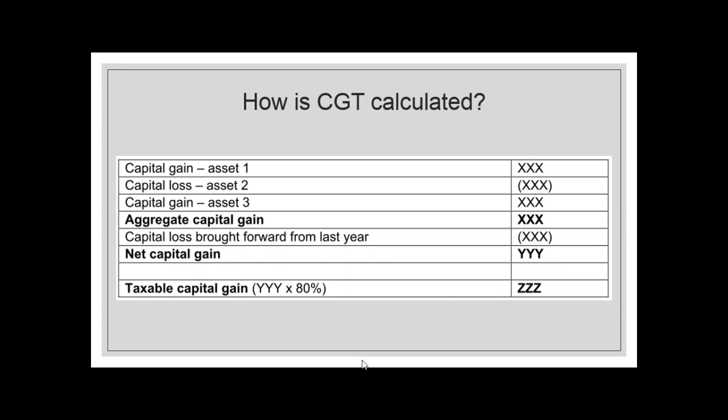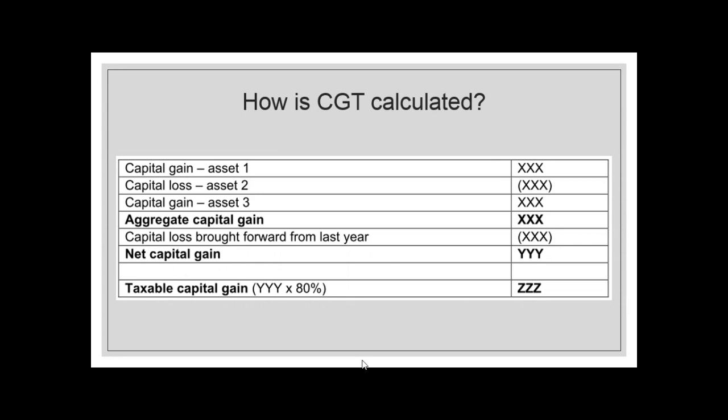Now, like I said, you work it out for each and every asset, and then you add all of those values together to get an aggregated capital gain. So that's where overall I've made a gain, or aggregated capital loss, where overall I made a loss when I disposed of the assets. Now, if it is a capital gain, then I reduce that amount with any aggregated capital losses carried forward from prior years to work out the net capital gain.